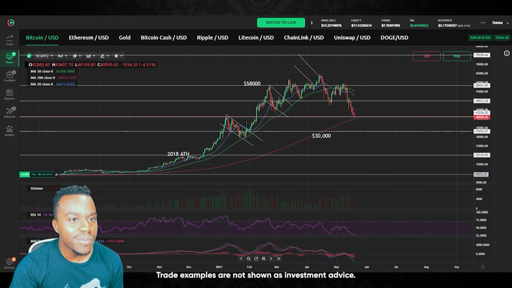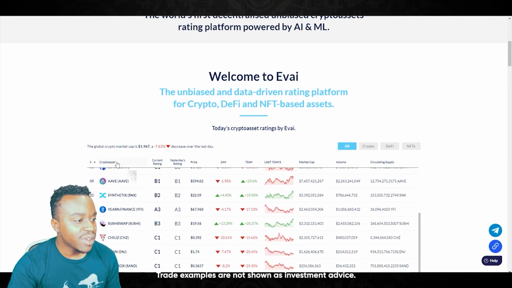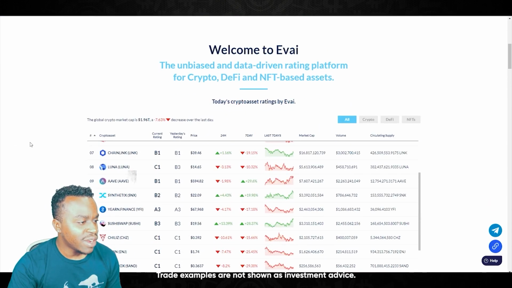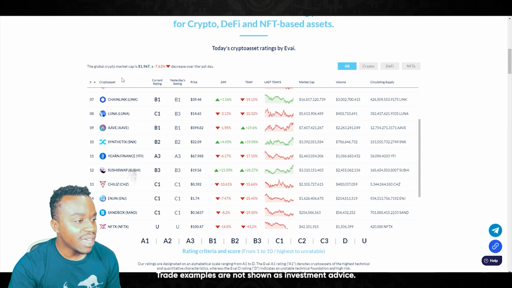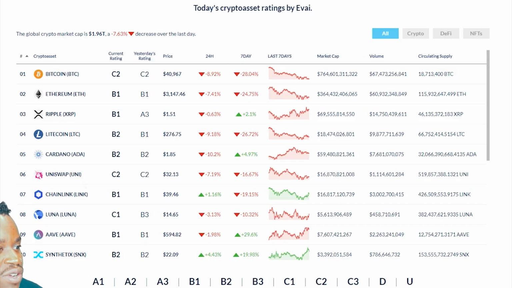And another thing that can help you read the sentiment without really looking at the charts is going on somewhere like CoinGecko. Right now I'm using EVAI, and look at the current ratings of the market. It's pretty similar to how some stock trading platforms will give you ratings for stocks, showing if there's a strong buy or strong sell.